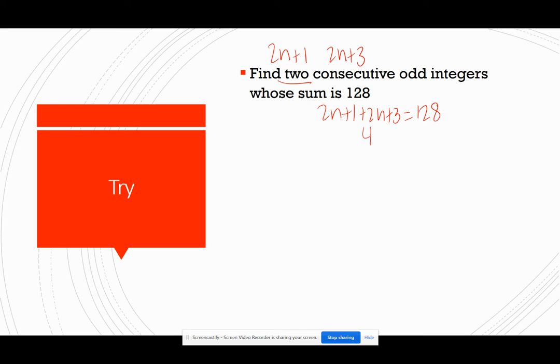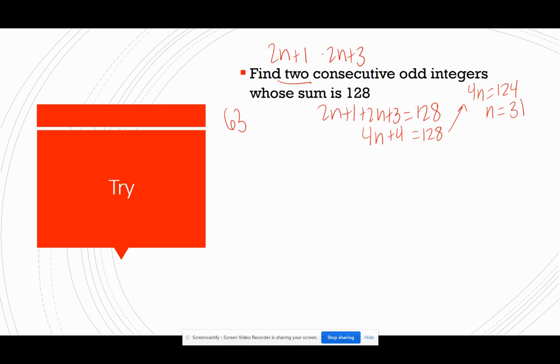2 and 2 is 4. 1 and 3 is 4. Equals 128. Subtract 4 from both sides. We get 4n equals 124. So our n equals 31. We're not done though. We have to plug it back in. So 2 times 31 is 62 plus 1 is 63.